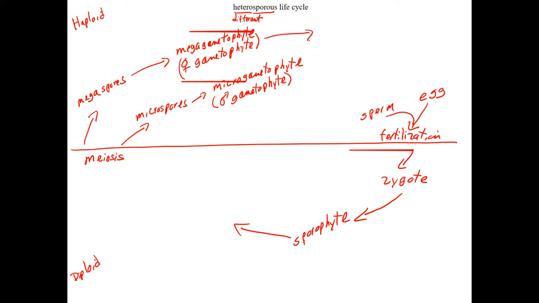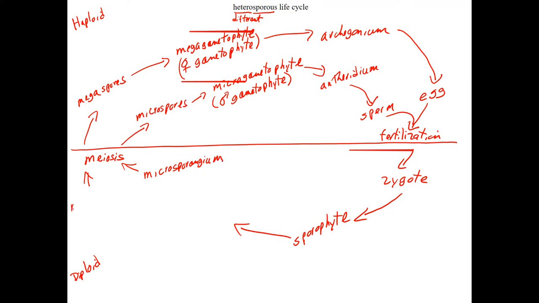Megagametophyte produces the archegonium, which has the egg in it. Microgametophyte produces the antheridium, which have the sperm in it. Okay, with that basis, we have an understanding of what's going to happen slightly differently down here on the diploid side. We have two types of spores, so we're going to have two types of boxes, of spore boxes. So we're going to have a microsporangium and a megasporangium.